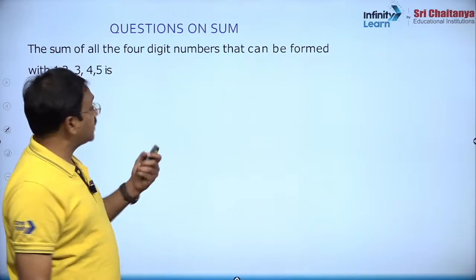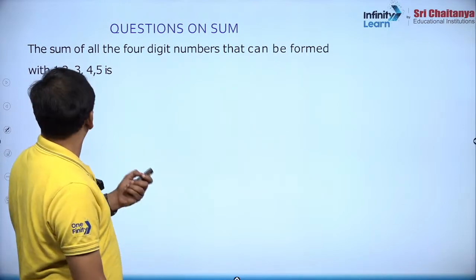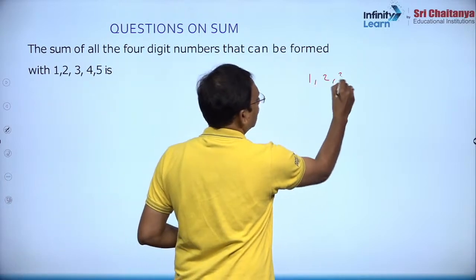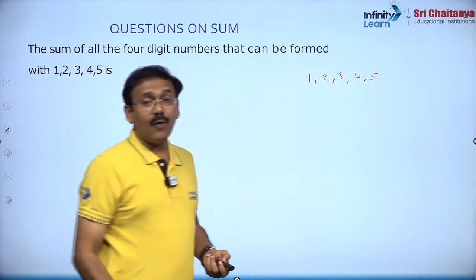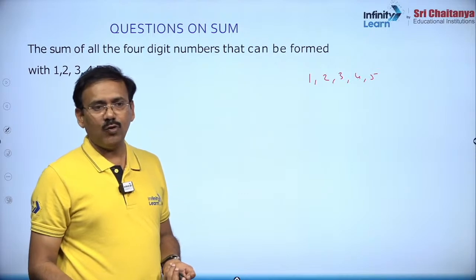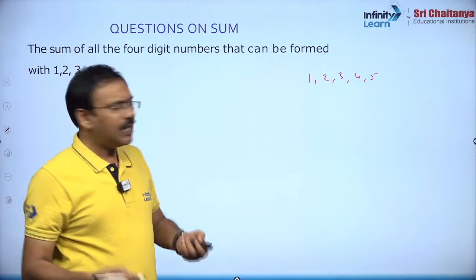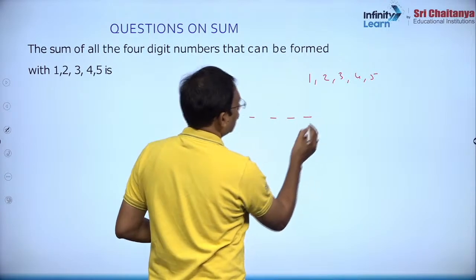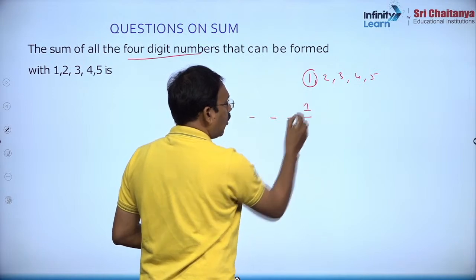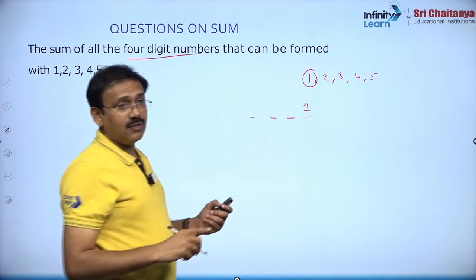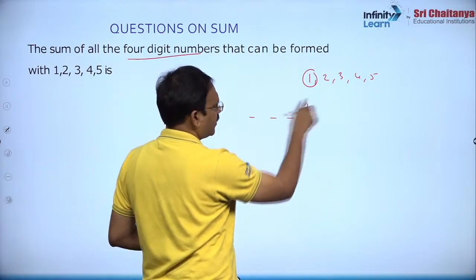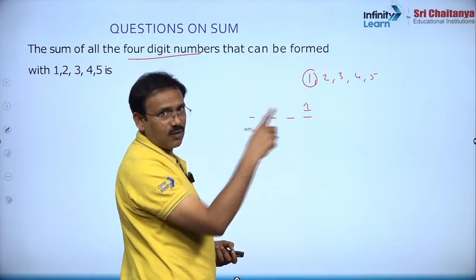Now the point is the sum of all 4-digit numbers that can be formed with 1, 2, 3, 4, 5. So how to do this question, my dear friends? Our digits are 1, 2, 3, 4, 5. I want to form 4-digit numbers. Actually 5P4 will come, which is 120. I have to find the sum of all those. You want to form a 4-digit number, so select one of the digits. How many numbers will there be where 1 is in the units place? Out of 4 digits left, 3 places are there.